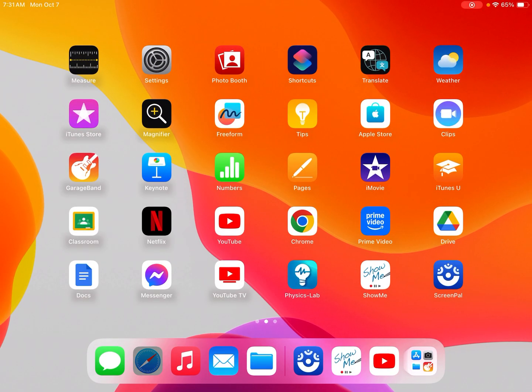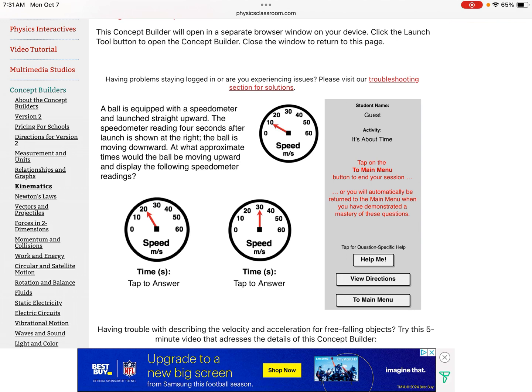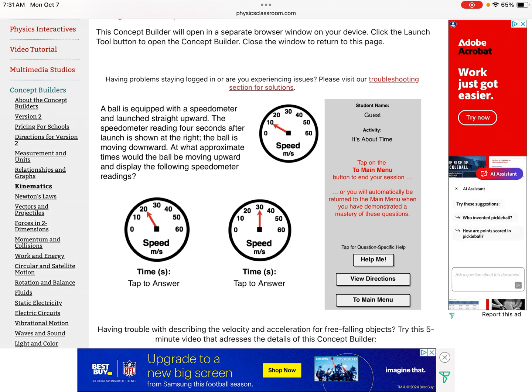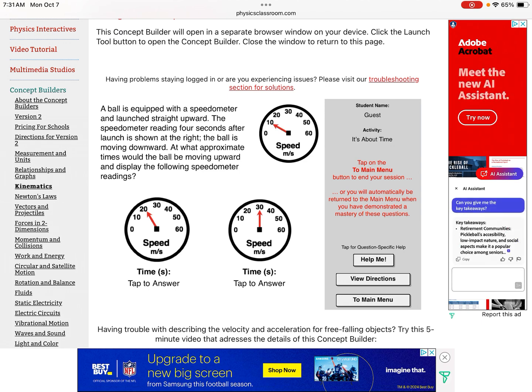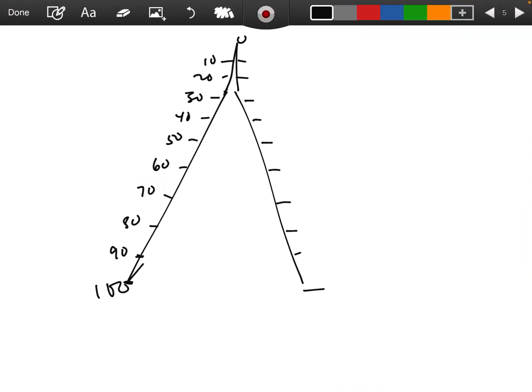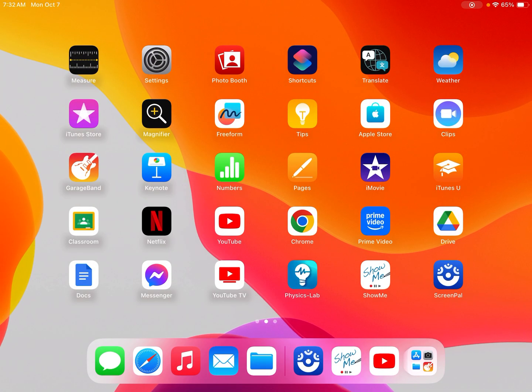You have to read. The speedometer reading 4 seconds after launch is shown at the right. So that is 4 seconds after launch, and you have to check, is the ball moving upward or downward? So the ball is moving downward at 10, and it's 4 seconds after launch. If the ball is moving downward at 10, and it's 4 seconds after launch, that's 1 second, 2, 3, 4. So the initial velocity is 30. You've got to be able to figure that out.